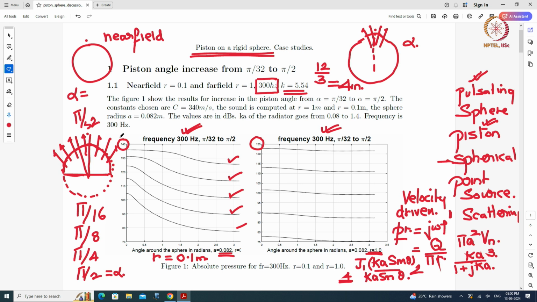Okay. So, what does the left side say? Here the extent of the radiator is small, here the extent of the radiator is becoming bigger. At pi by 2, this is the extent of the radiator. And measuring very close to the radiator, what we see is the pressure follows very closely the nature of the radiator.